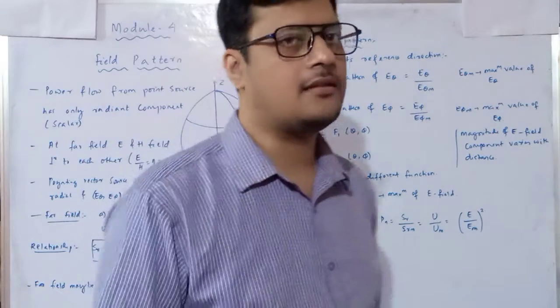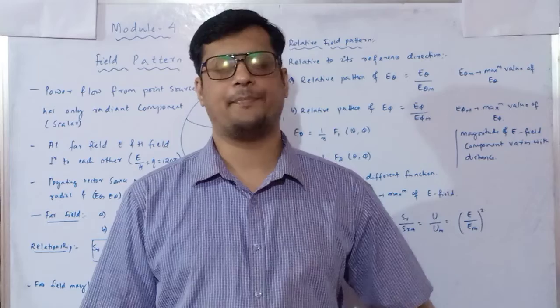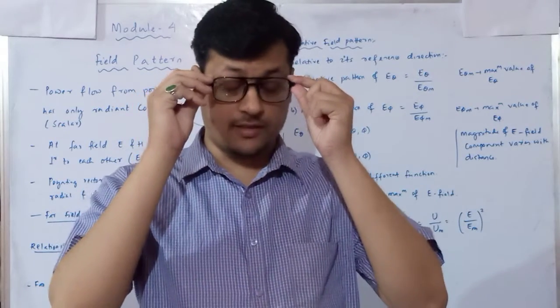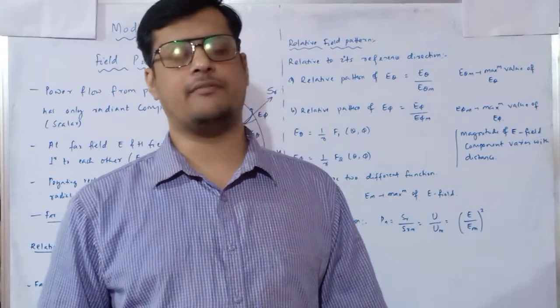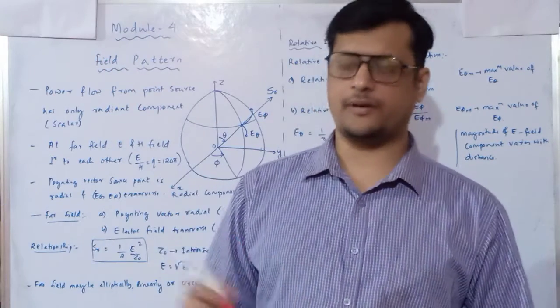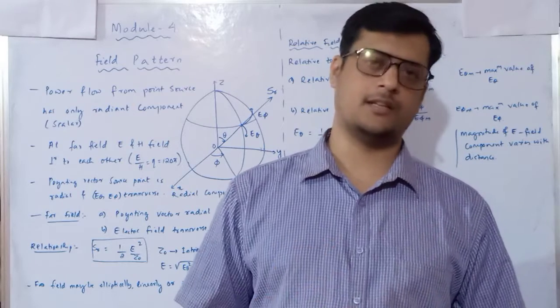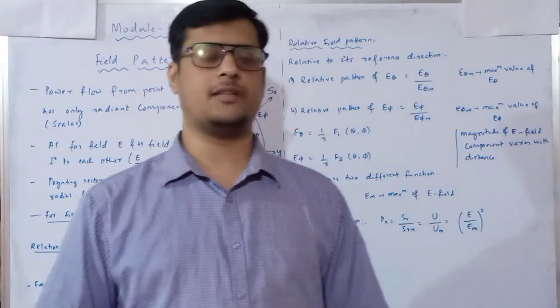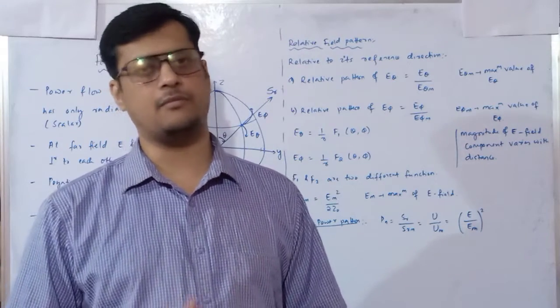So last class we discussed about the power pattern and radiation intensity, how to calculate the radiation intensity for the various patterns, whether it is a cosine, whether it is a sine, or whether it depends upon the variation of the fields. Now today we are going to discuss about the field pattern, with respect to electric field and with respect to magnetic field.